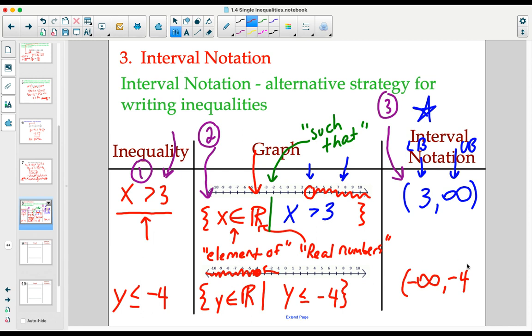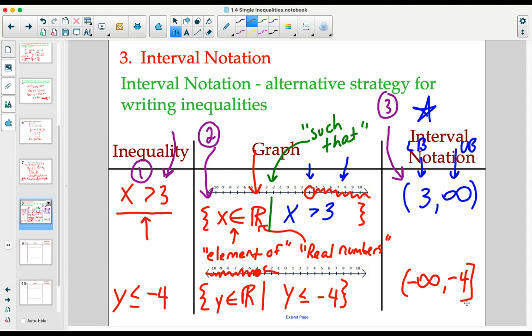And the way that we do that is by using a bracket. So as strange as it looks to have a parenthesis on the left and a bracket on the right, interval notation needed some way to show us that -4 was included. That's the way that you show that -4 is included.